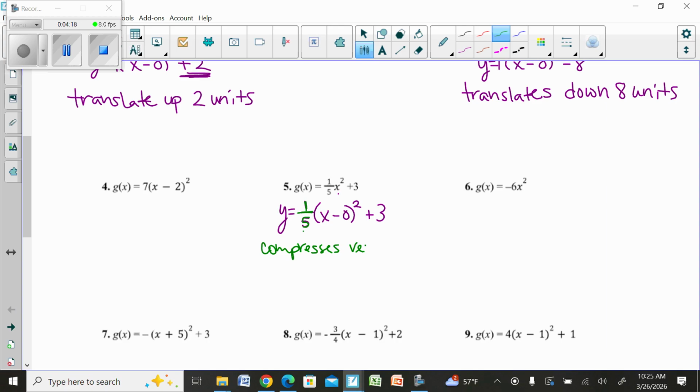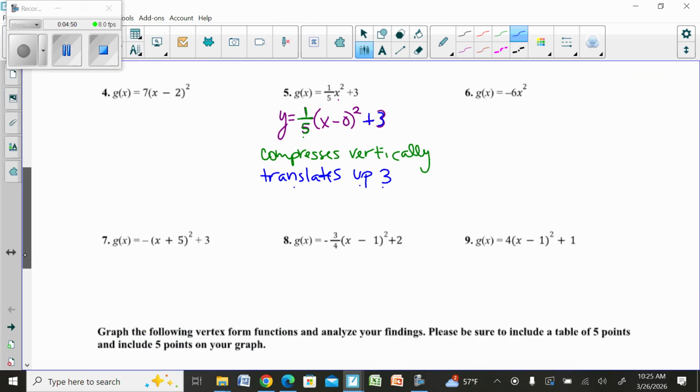vertically, making it fatter, wider. And then the plus 3 at the end here, the plus 3 is also a vertical translation. So it translates it up 3. When you say translations, you have to say translates. You got to tell me which way, up, down, left, right, and how many. Okay, one more for you guys.